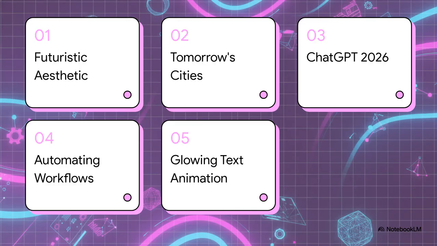Here is our blueprint for future creators. 1. Defining the futuristic aesthetic. 2. Visualizing tomorrow's cities. 3. The Brains, ChatGPT 2026. 4. Automating the creative workflow. And finally, 5. Execution, covering a glowing text animation.